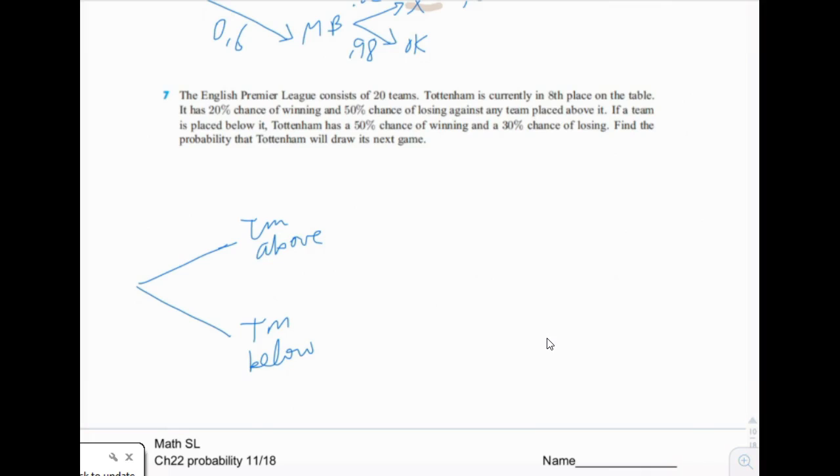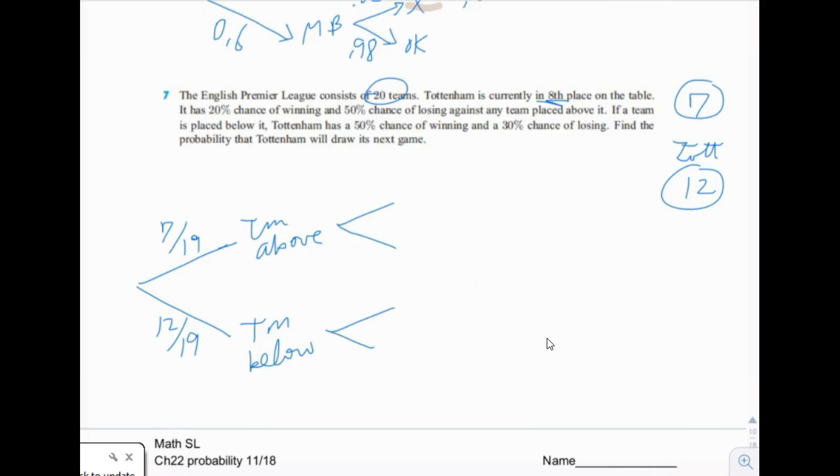Well, it's in 8th place, right? And although there are 20 teams, there are only 19 teams that it could play, because it doesn't have the possibility of playing itself. So how many of the 19 teams are above it? 7 above, and then there's Tottenham. Below Tottenham there's the remainder, 19 minus 7, which is 12. So 7 above, 12 below. The chance that a team above will be selected is slightly less than half, 7 out of 19. The probability that a team below is chosen is 12 out of 19. That's kind of an interesting problem.